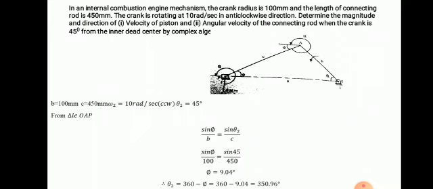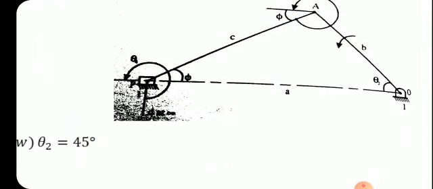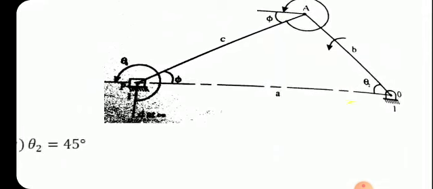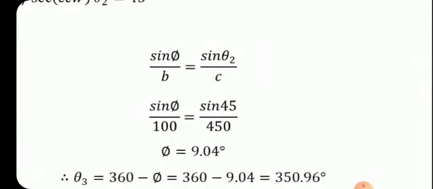Now, we know sin phi by B equals sin theta 2 by C. The phi angle you don't know, but seeing this relation, you can calculate the angle phi very easily. Theta 3 is equal to 360 minus phi, nothing but 350.96 degree. If you know the phi angle, you can easily calculate theta 3. Theta 3 you can calculate, it is 350.96.